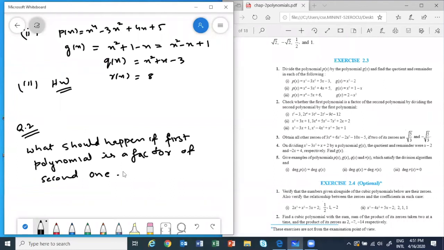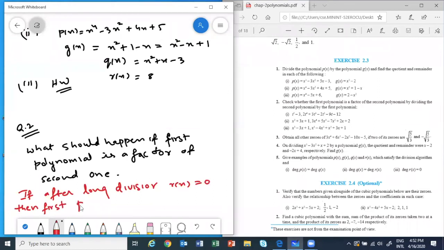So what should happen when we divide? When can we say they are factors? Yes, Amritesh, you are correct. Nishant is correct. What should happen? If we divide and we find that the remainder is 0. So we'll say if after division Rx is equal to 0, then first polynomial is a factor. Okay, first polynomial is a factor.